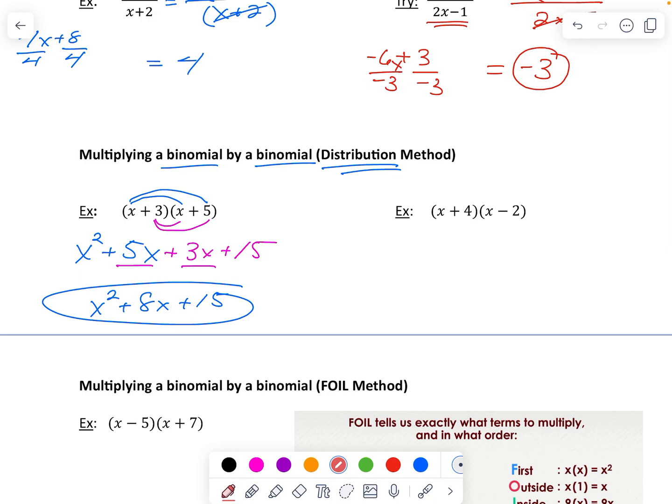Let's try the same thing on the next one. You try it first, pause, and then push play when you're ready. So same thing, we need to multiply everything in the first parenthesis times everything in the second parenthesis. And we're going to do it one term at a time.